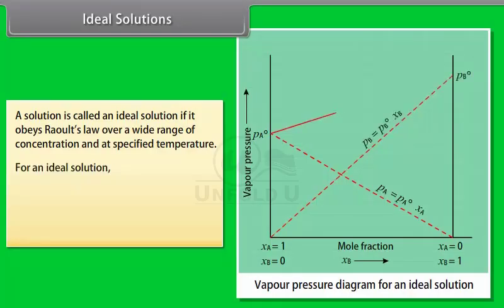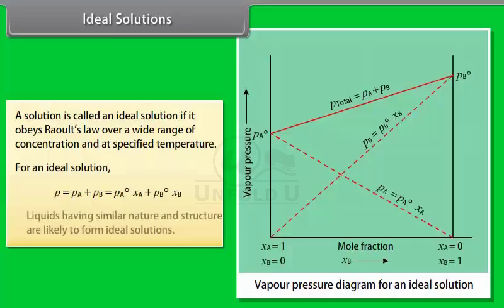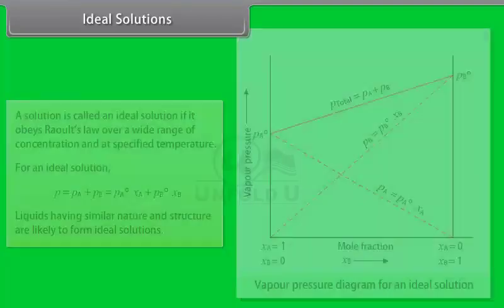For an ideal solution, P is equal to PA plus PB. It can be written as P is equal to PA naught into XA plus PB naught into XB. Liquids having similar nature and structure are likely to form ideal solutions. For example, a mixture of methanol and ethanol.